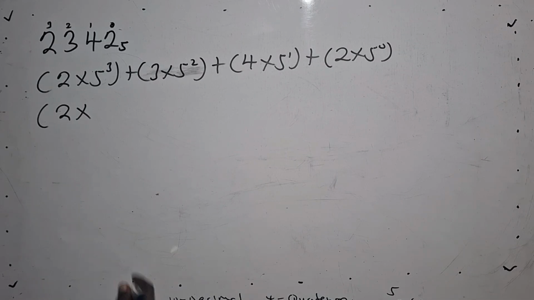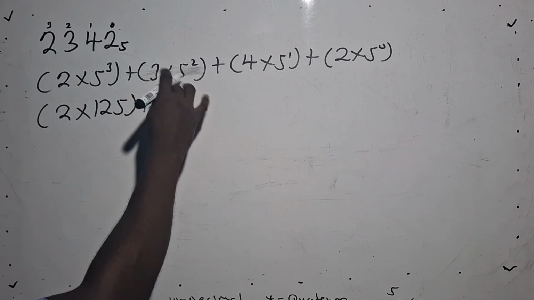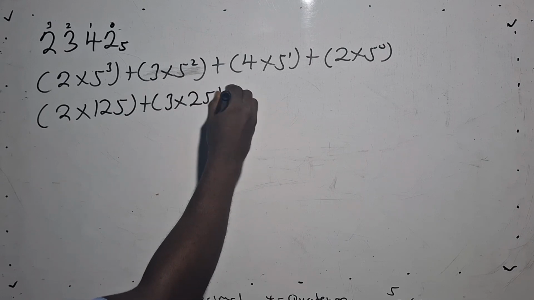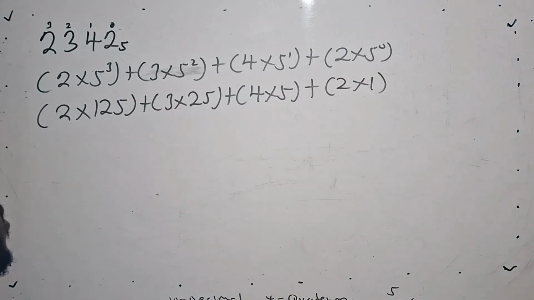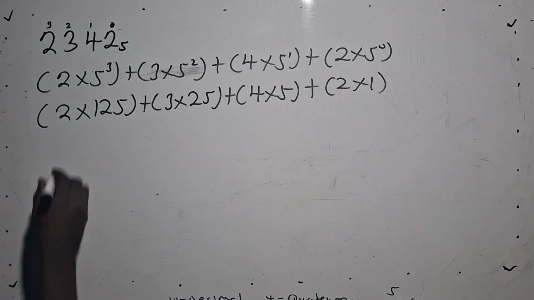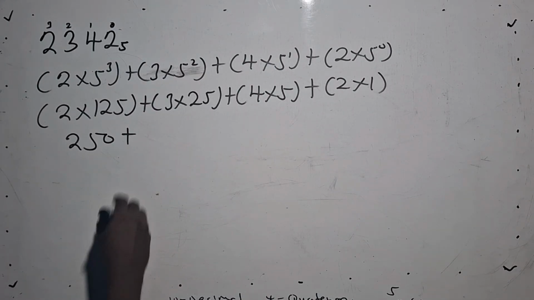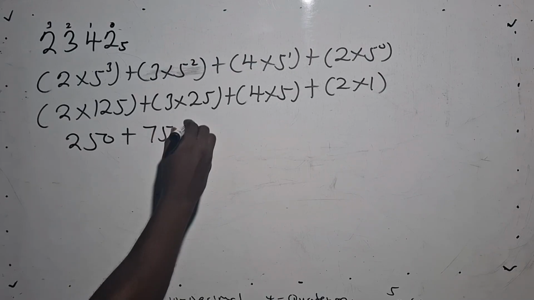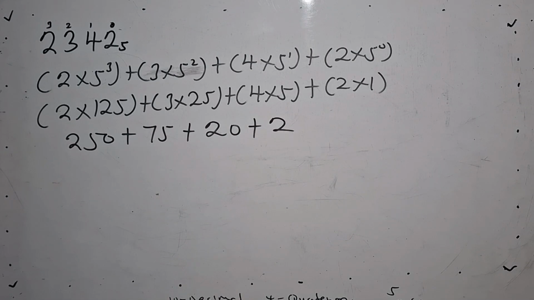5 times 5 is 25. 25 times 5 is 125. Then plus 3 times 5 raised to the power 2, which is 25, plus 4 times 5 here, plus 2 times 1. Yes, don't forget. So now 2 times 125 will give us 250, plus 3 times 25 will give us 75, plus 4 times 5, 20, then 2 times 1 is also giving us 2.